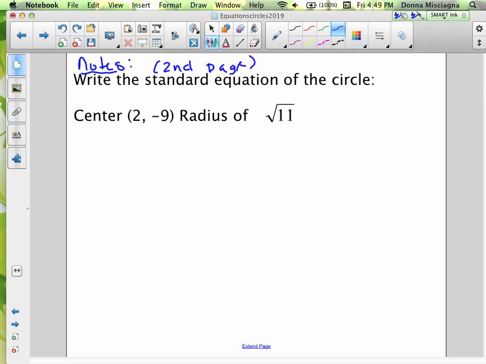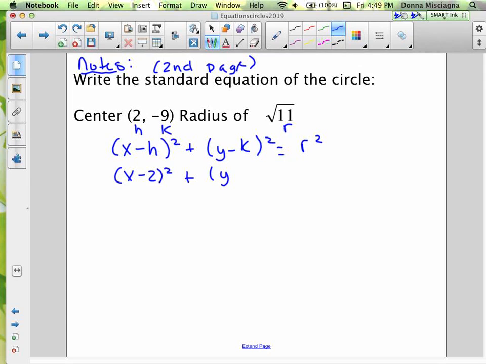So remember our formula. It's (x minus h) squared plus (y minus k) squared equals r squared. 2 is the h, negative 9 is the k. So h is x, k is y, and that's your radius. So just plug those in. We got (x minus 2) squared plus (y minus a negative 9) squared equals the square root of 11 squared.